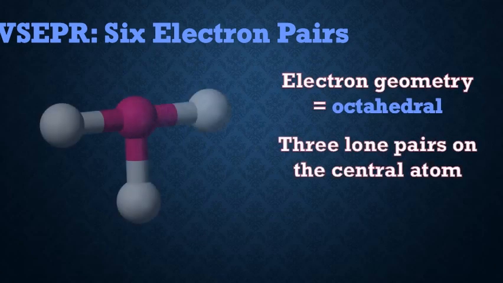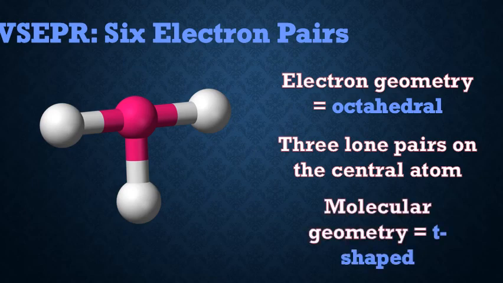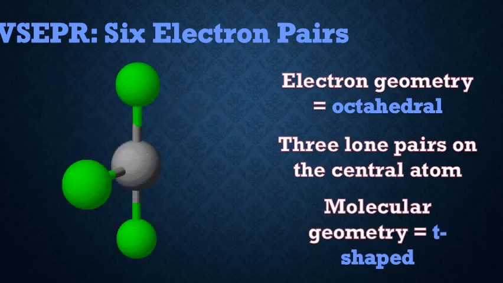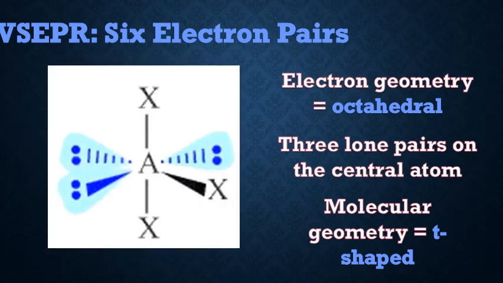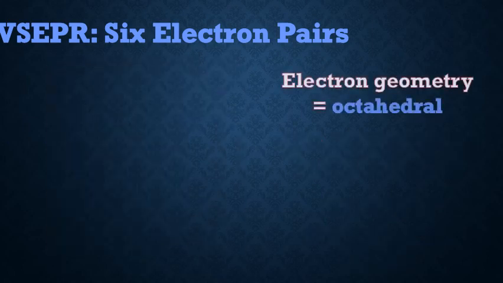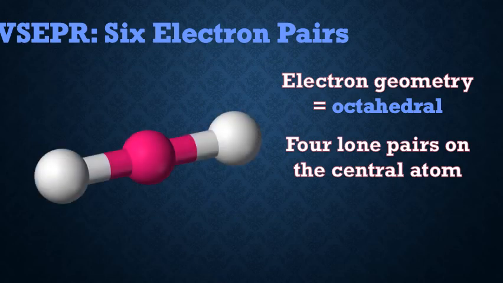Now, if there's 3 lone pairs on the central atom, the shape is T-shaped. Four lone pairs on the central atom means it's linear.